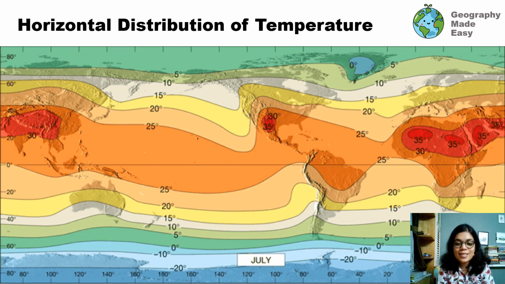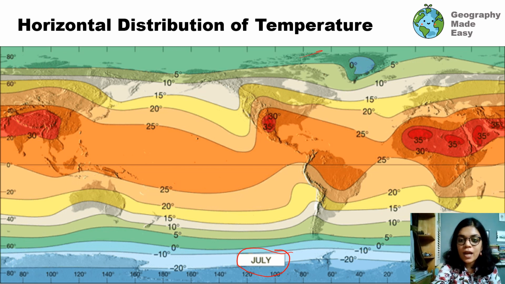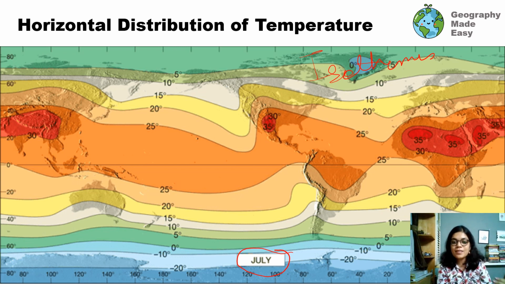So in this particular map, we can see the surface temperature or the horizontal distribution of temperature. For this map, we can see that it has been given for the month of July. These iso lines are called isotherms. So they are iso lines, that means they are invisible or imaginary lines joining places having the same temperature. So therm comes from the word temperature.